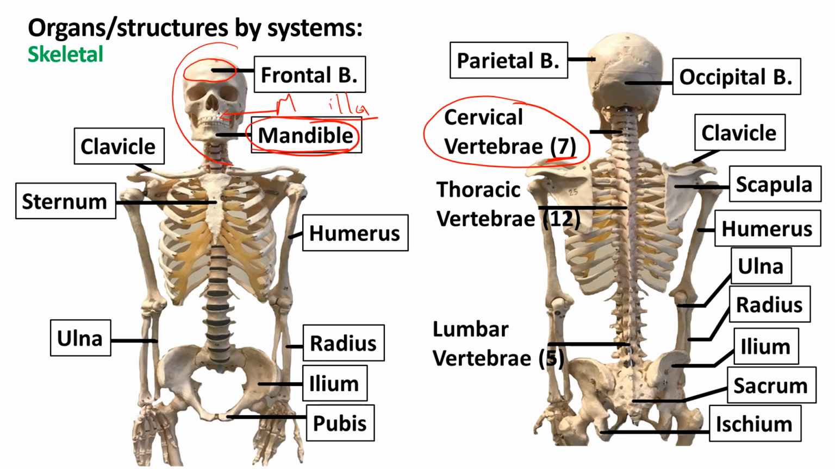Occipital bone. And then we have 2 bones here on each side, on the lateral and superior part. We have the parietal bones. So this will be the left parietal bone, and this will be the right parietal bone.